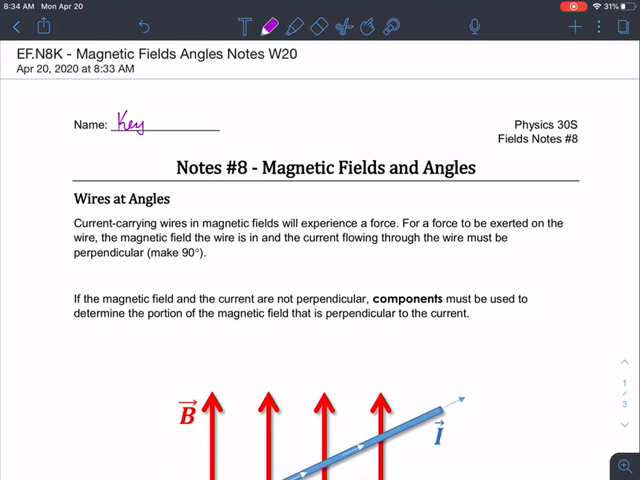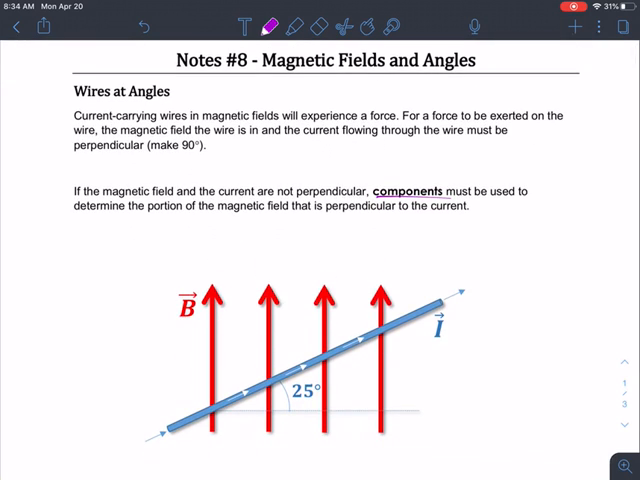Hey, welcome back. Here we are. We're basically at the end of fields. And so we've done electric fields, magnetic fields, and now here's the final little component that we're going to be talking about with magnetic fields.